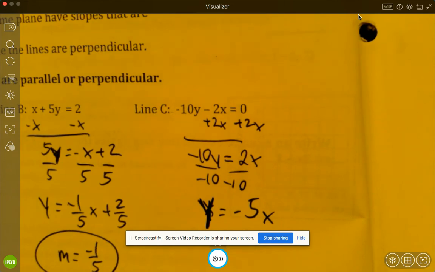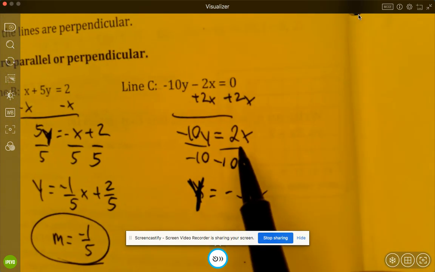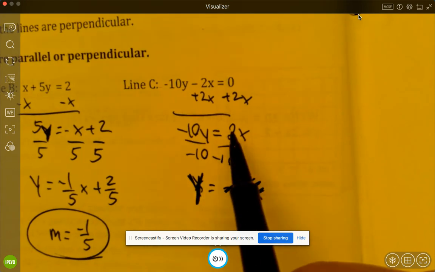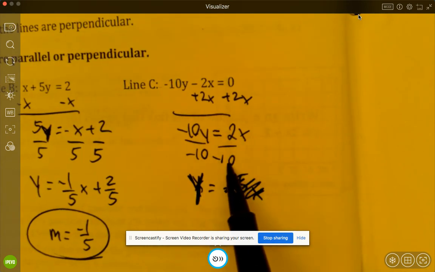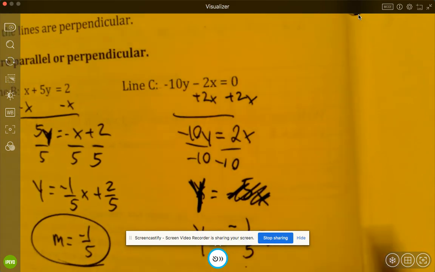x. Wait, I did something wrong. I see it right here. Yeah, that's not negative 5. So 2 over 10 is 1/5. My bad. That's what happens when you rush. 2 over 10 is 1/5. So it's actually y equals negative 1 over 5 x.